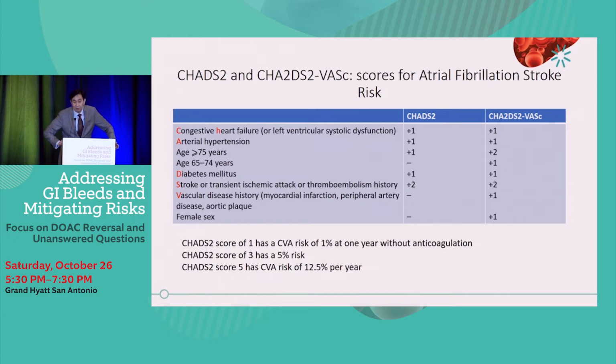And for example, if you have a CHA score of greater than 5, you have a risk of CVA of about 1 in 8 per year, so 12.5%, which perfectly justifies, in my opinion, patients getting these medications on a long term basis.